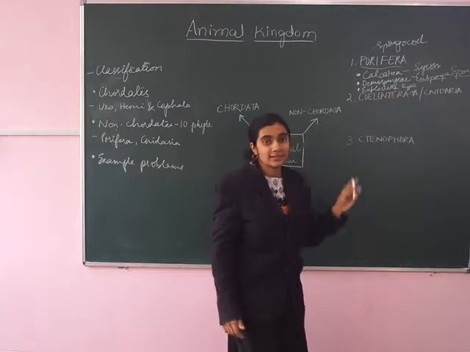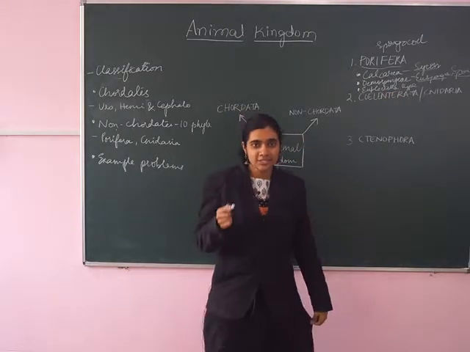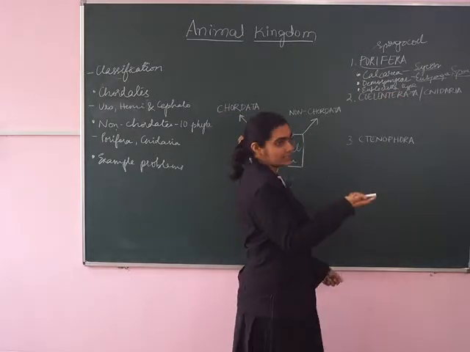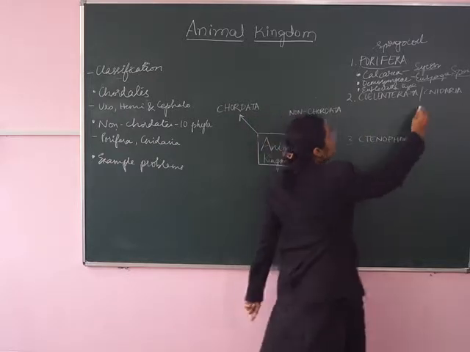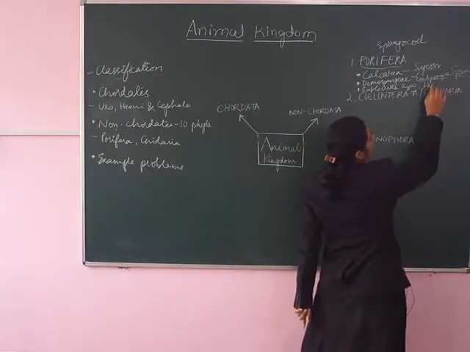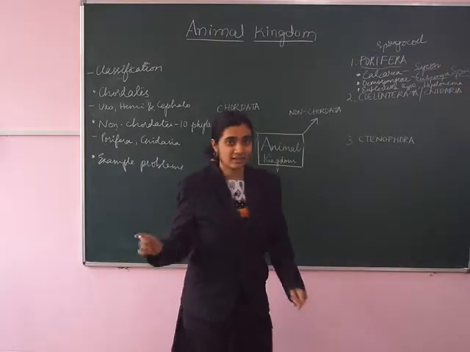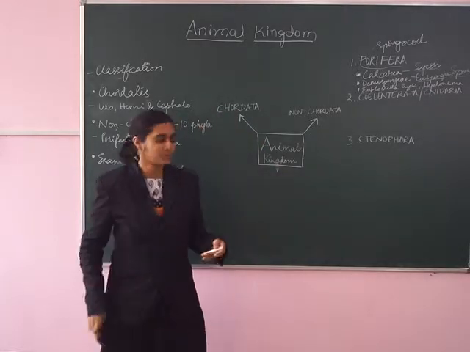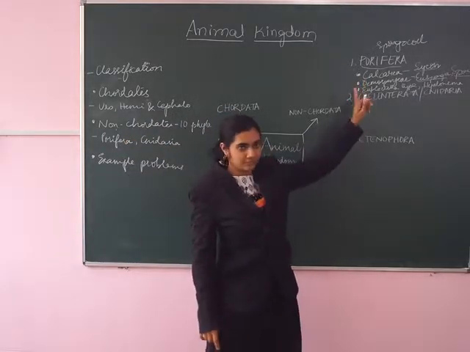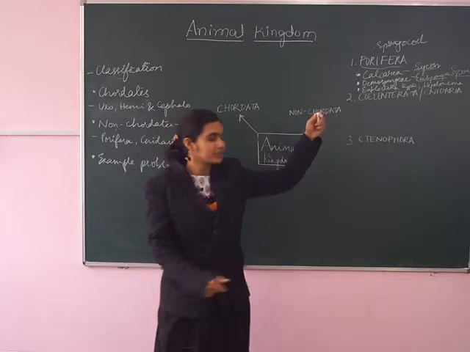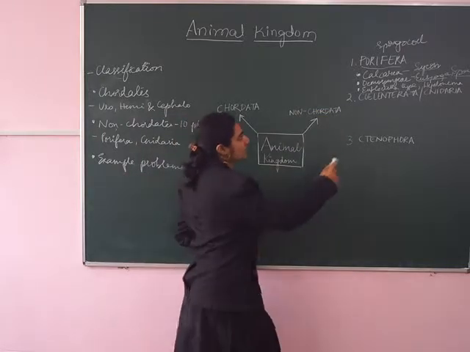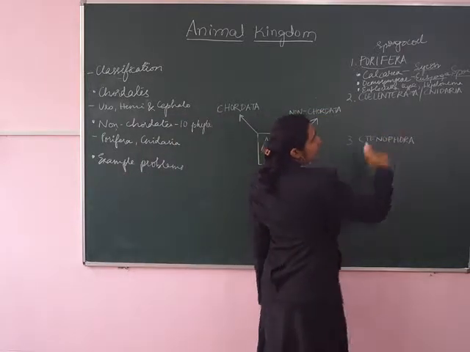Now the euplectella type is that which has a siliceous spicule, and one of the examples includes euplectella, also Hyalonema, Hyalospongiae. Okay, hyalo meaning glass. Okay, it is a glass-like sponge. So this is the classification of the poriferan members. Now let's move on to the coelenterata or cnidaria.